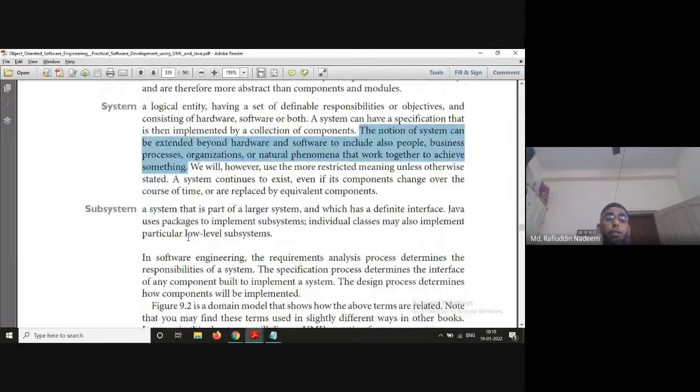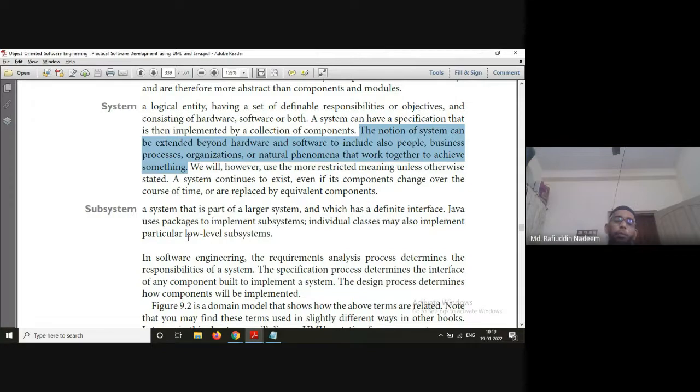Next, we have the subsystem. What is a subsystem? A system that is a part of a larger system and which has a definite interface. I told you the entire system is divided into subsystems, and a subsystem has a predefined role or a task. It is performing one role.